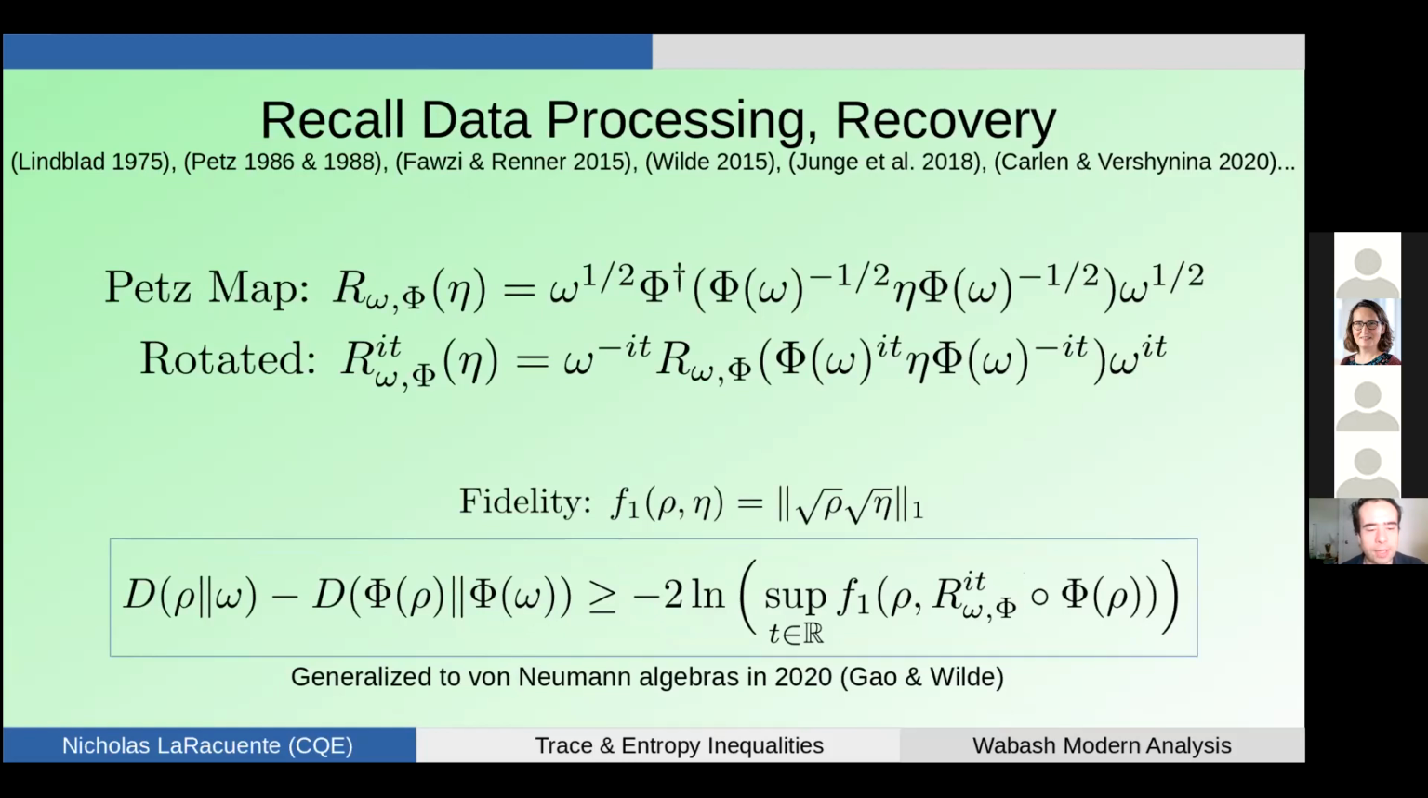So now we have that the difference in relative entropy under applying a channel is an upper bound for this logarithmic fidelity, which is really measuring how well the state rho is recovered by a recovery map that was given for omega.